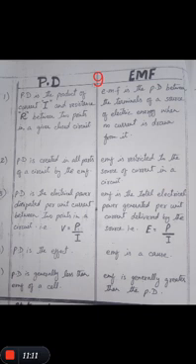Potential difference is the effect. EMF is a cause. Potential difference is generally less than the EMF of a cell. EMF is generally greater than the potential difference.